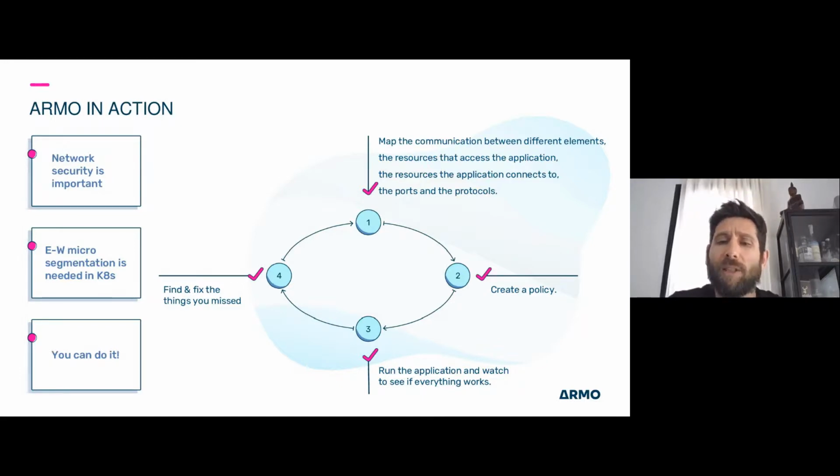Then you can run the application and see that it is working. We do have logs, and we can show you if something is being dropped, why it is being dropped. If something is being accepted, we can show you why it was accepted. And then you can fix it and come back. So we give you the whole ecosystem to create an east-west network policy that will be facing or handling all the challenges that Kubernetes has placed on us.